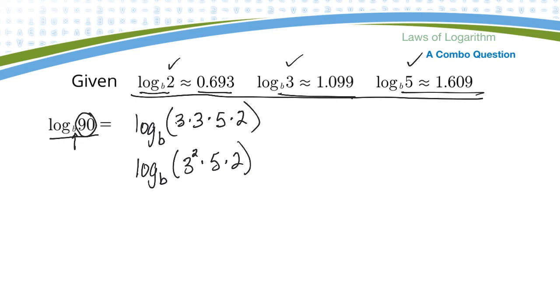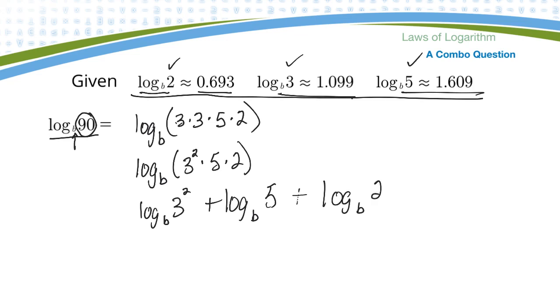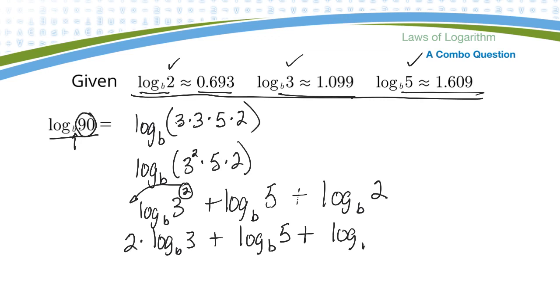And then I'd use the product rule to separate that up. So I'd have log base b of 3 squared plus log base b of 5 plus log base b of 2. Now, this first one, I could use the power law to bring that out front. So it'd be 2 times log base b of 3 plus all this other stuff, log base b of 2.